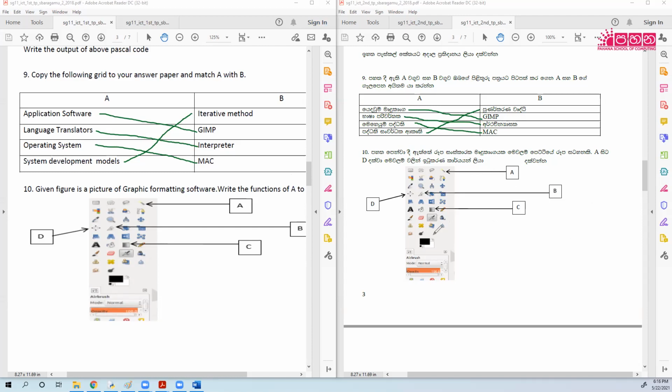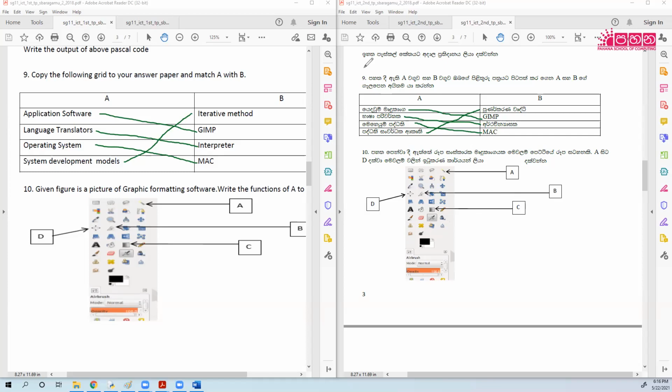So once we learn GIMP, I will revisit. We will revisit, and that's not that difficult. You will get all the functionalities. The question asks what is the tool's name as well as the function of the tool, right? That for the time being I'm going to skip.